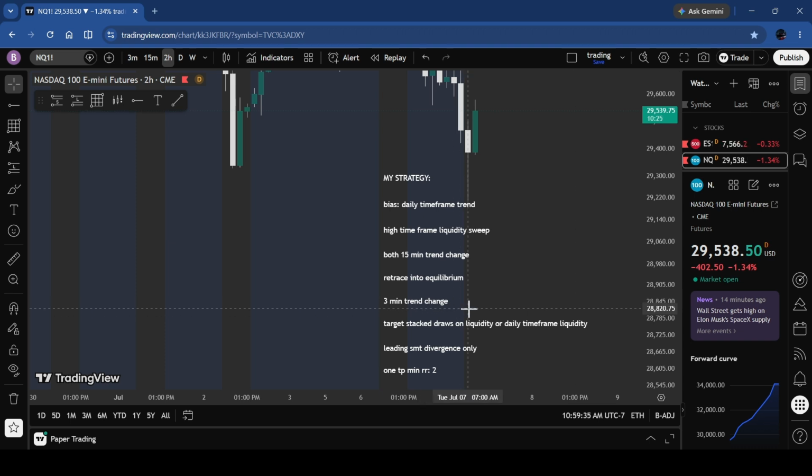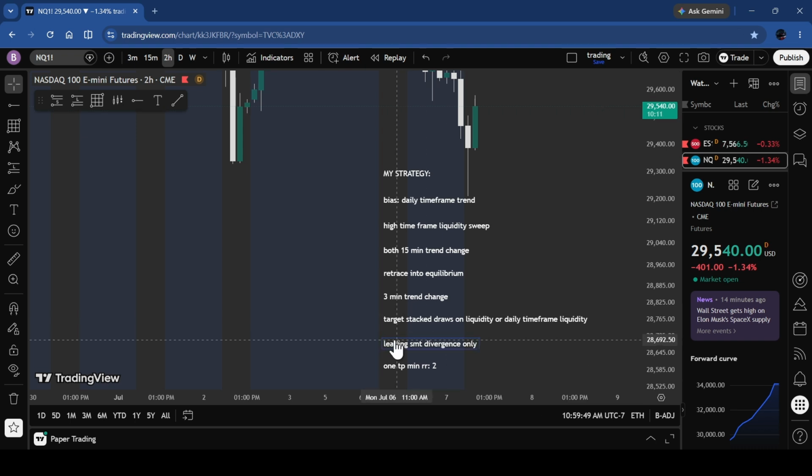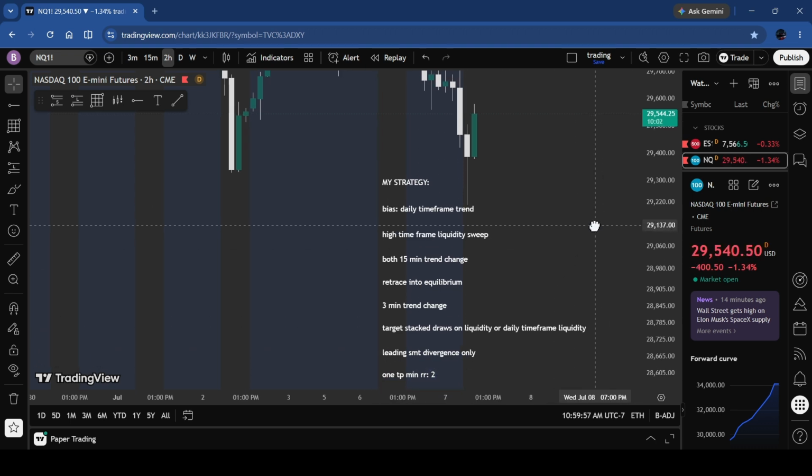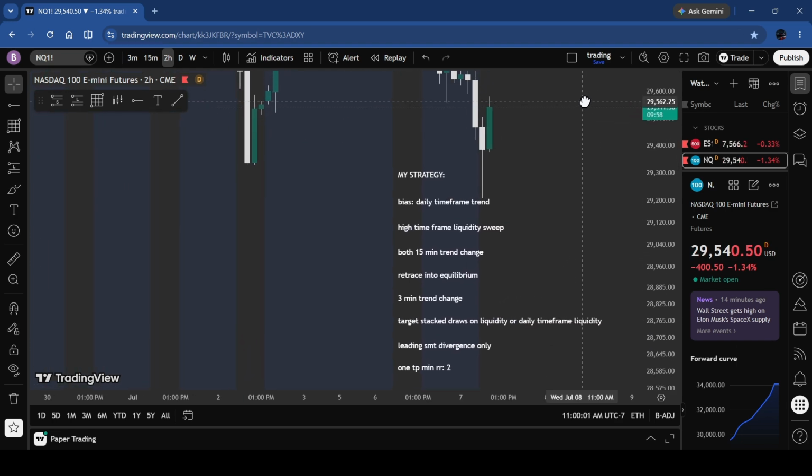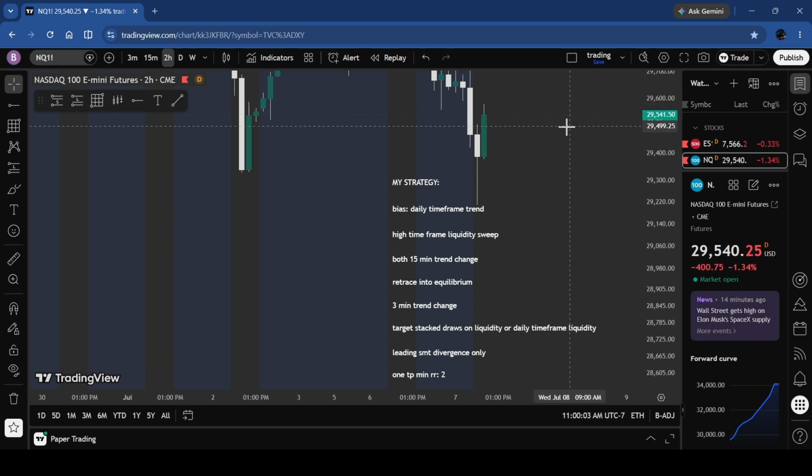And then a 3-minute change in trend to confirm that we're going to continue this uptrend. And then I'm going to target stacked draws on liquidity or daily time frame liquidity. And then I only take the trade on the leading index to have higher probability. And then 1 TP and at least double the risk to reward. So these are going to be my updated rules.